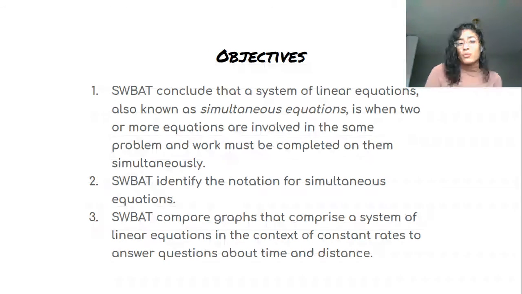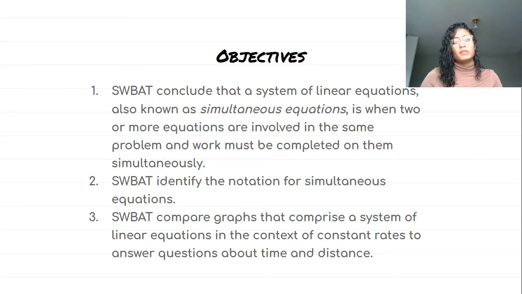Our objectives for today: we will all be able to conclude that a system of linear equations, also known as simultaneous equations, is when two or more equations are involved in the same problem and work must be completed on them simultaneously. So together, we have to work with them together. Our second objective for today will be able to identify the notation for simultaneous equations. And our third is we'll be able to compare graphs that comprise a system of linear equations in the context of constant rates to answer questions about time and distance.